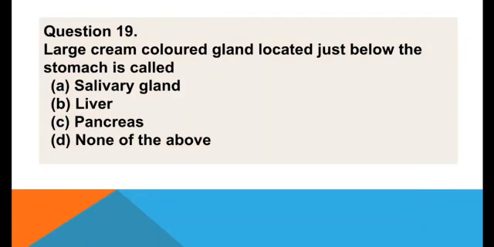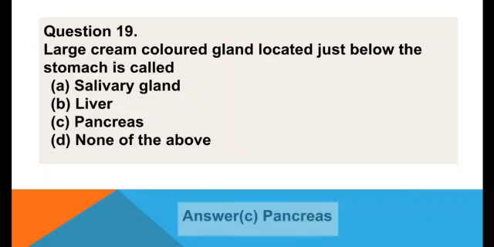Now we have question number 19. Large cream colored gland located just below the stomach is called what? You have to tell me the name of the organ. Your options are option A, salivary gland, option B, liver, option C, pancreas, and option D, none of the above. Large cream colored gland located just below the stomach is called pancreas. Yes, it is pancreas. Option C is the correct answer.